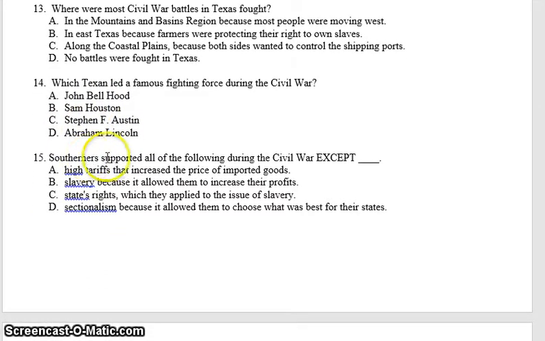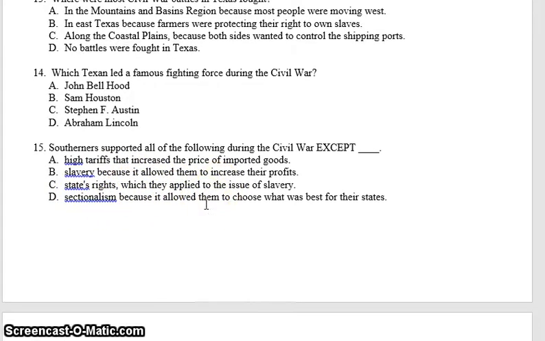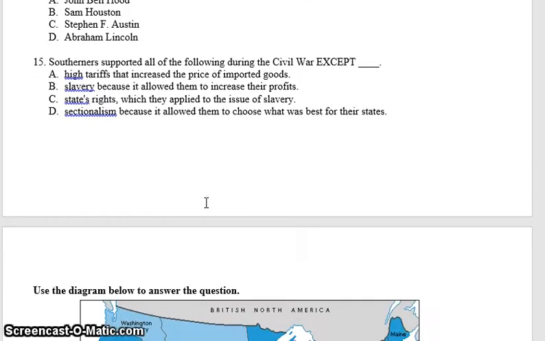15. Southerners supported all of the following during the Civil War except what? A. High tariffs that increased the price of imported goods. B. Slavery because it allowed them to increase their profits. C. States' rights, which they applied to the issue of slavery. Or D. Sectionalism because it allowed them to choose what was best for their states.